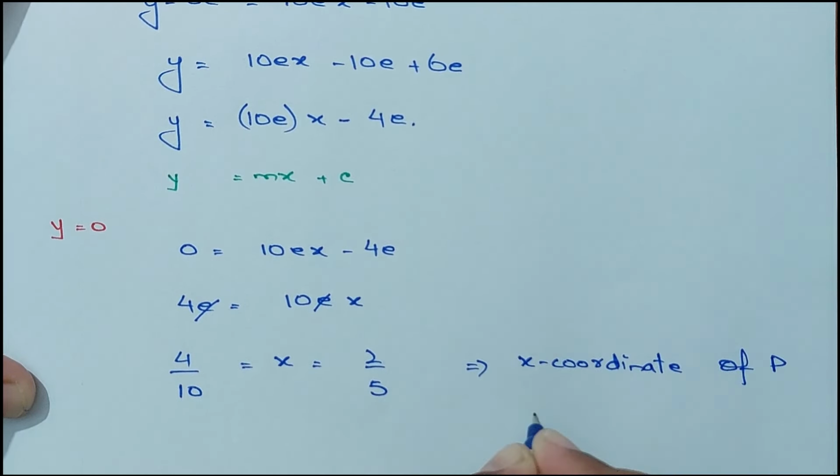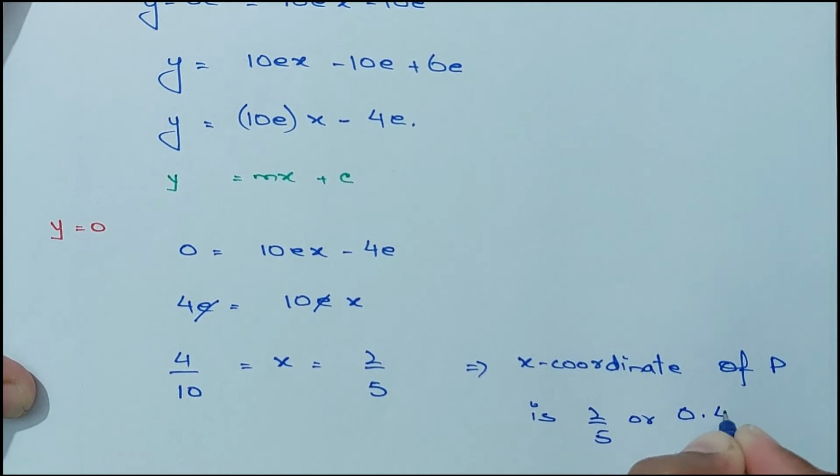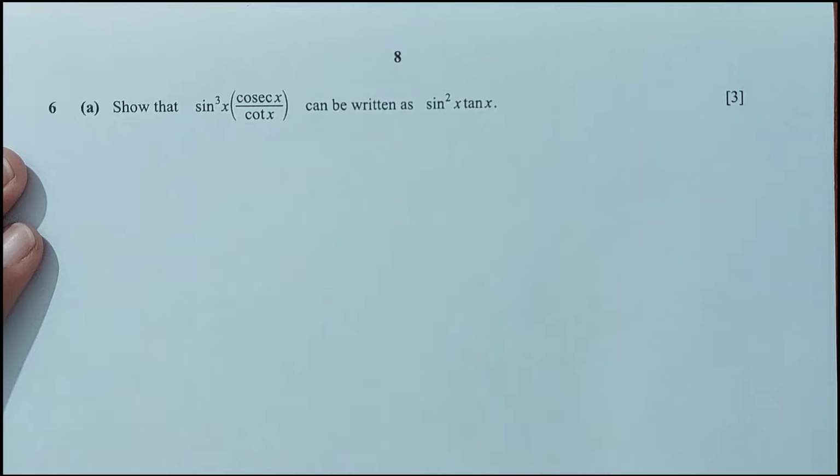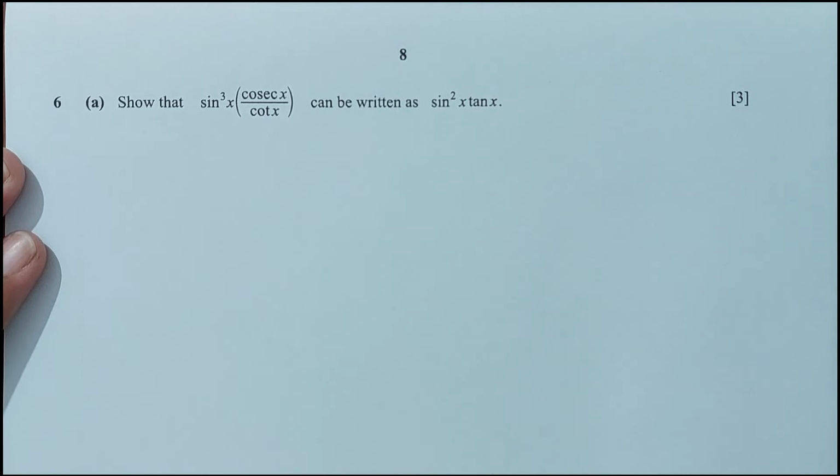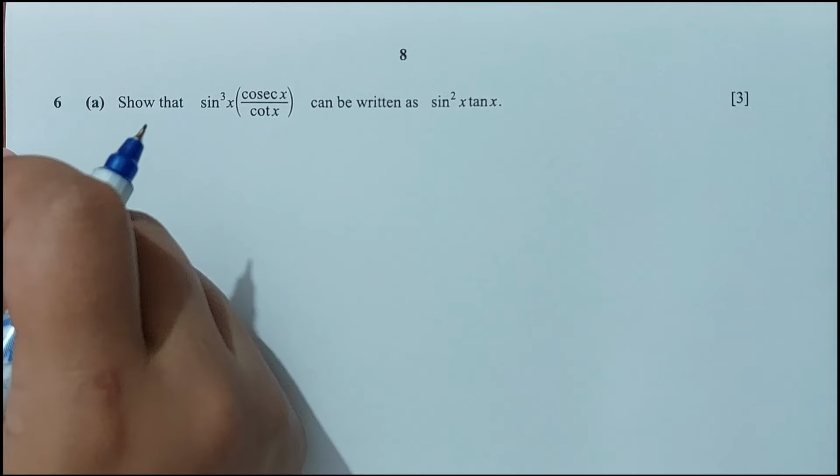The x coordinate of P is 2 by 5 or 0.4. Question number 6, part A, show that this can be written in the form sine square x and tan x.